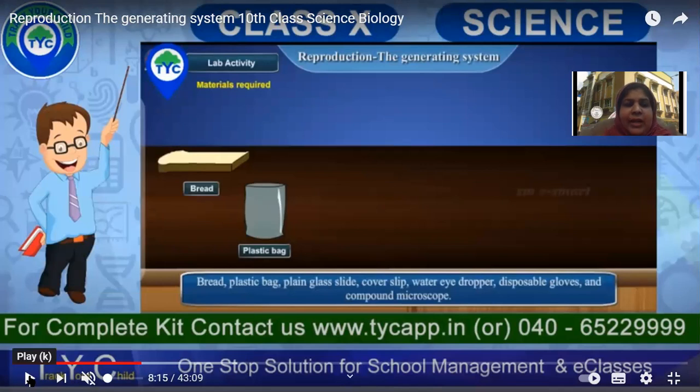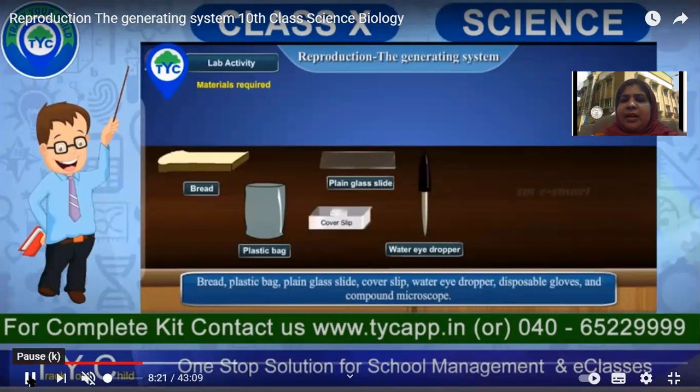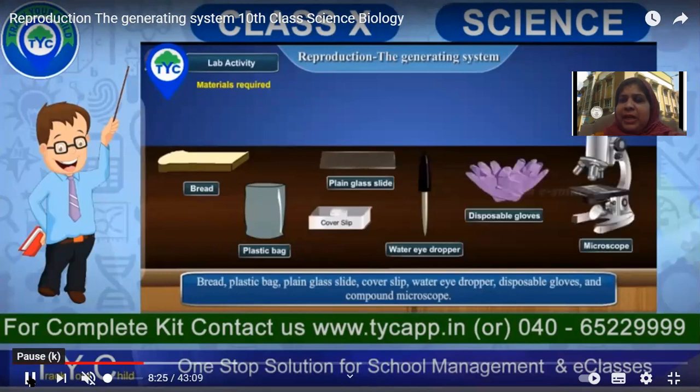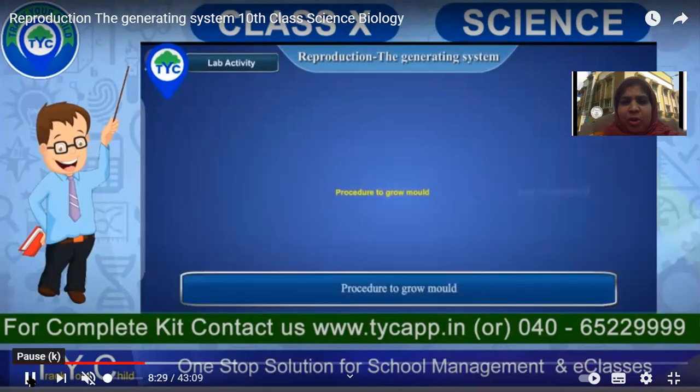It is not only now, at the corona time, that we are taking all these precautions, whereas these bacteria have been present in the environment for a very long time. So every time it's important that you clean and wash your hands. So this is an eyedropper and a cover slip, and you see disposable gloves, and a microscope is very important, under which you are going to observe.